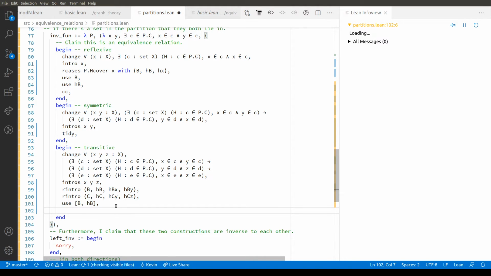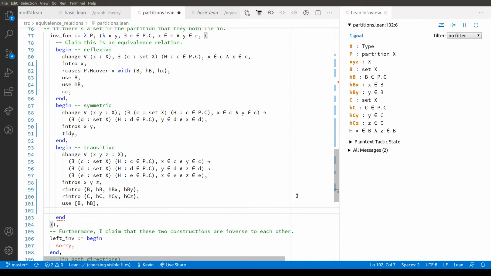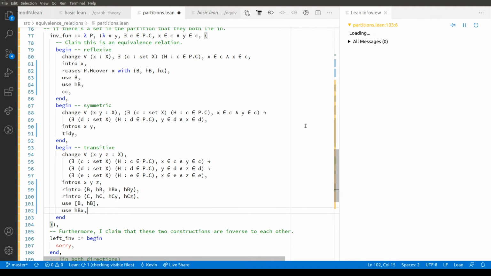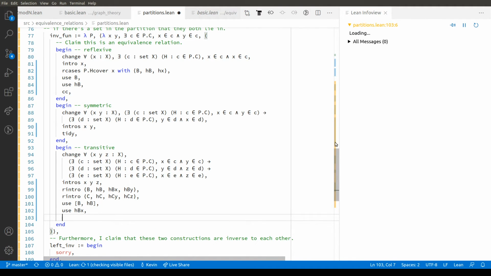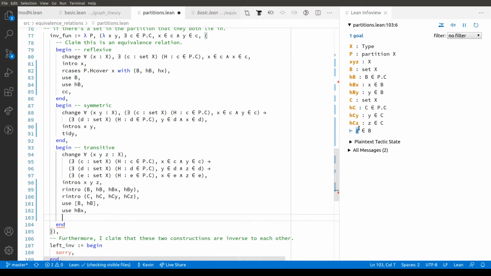Use B. I'm going to use B, and there's a proof that B is a block. So now we have to prove that X is in the block and Z is in the block, and we know already that X is in the block, right? So we can use HBX. That's a proof that X is in the block. But now here's the hard part. We need to prove that Z is in the block. We need to prove that Z is in B.